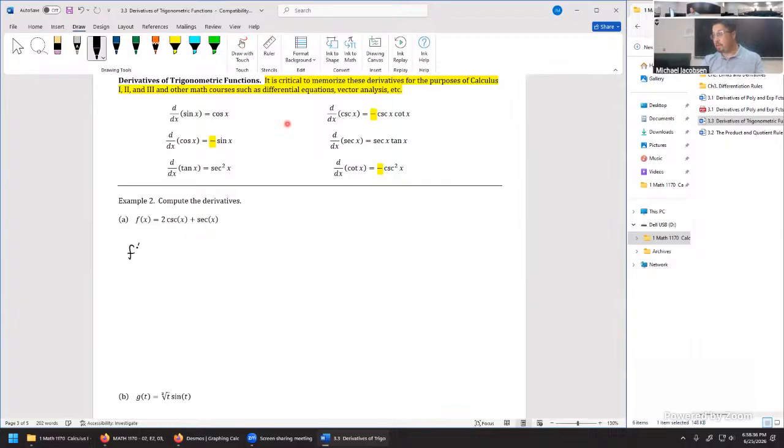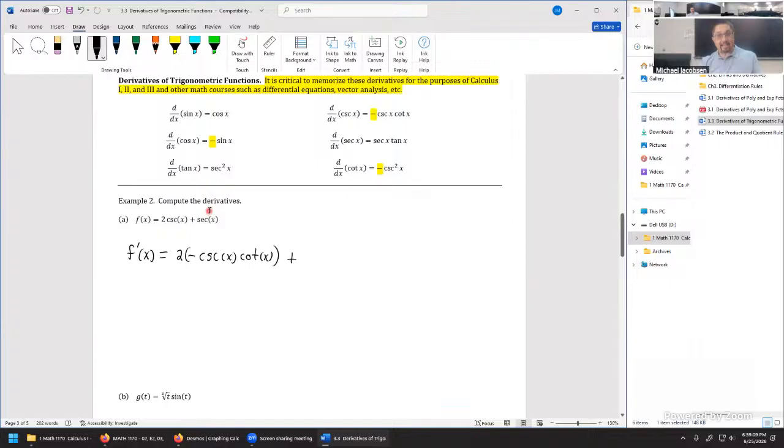So now we can say f prime of x is going to be, starting out with the constant multiple rule, 2 stays where it is because it's multiplying a function. We're multiplying by cosecant, which means you're going to get a negative sign. And the derivative of cosecant is itself, cosecant x, times cotangent x. So that's the formula we used up above. Now we're using the sum rule.